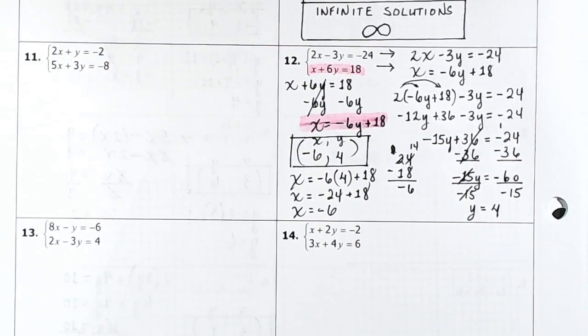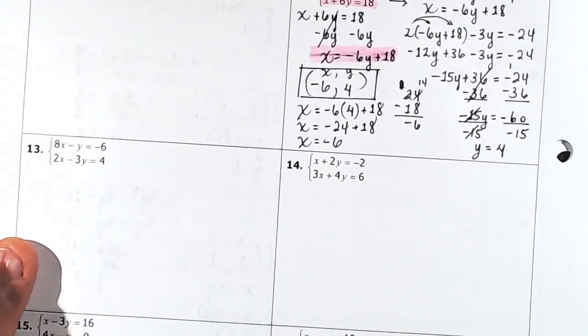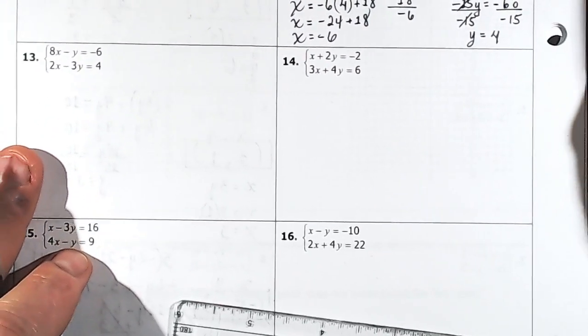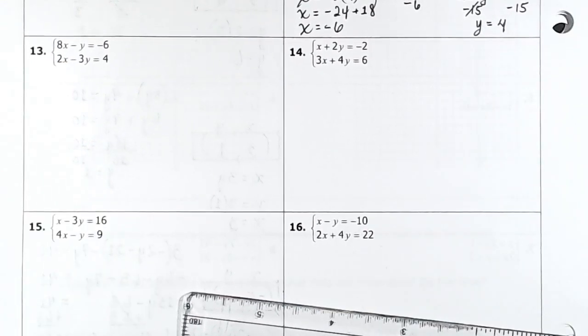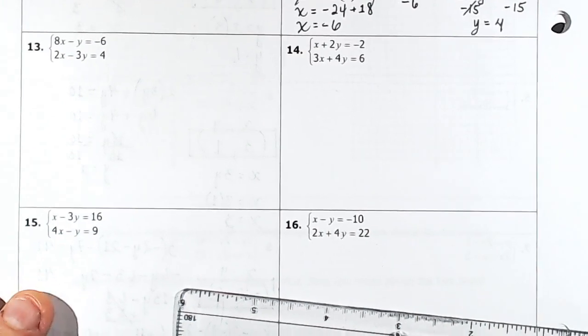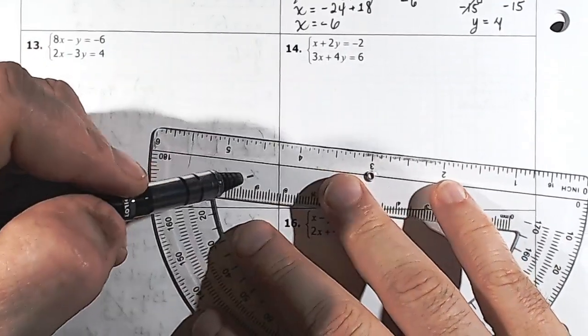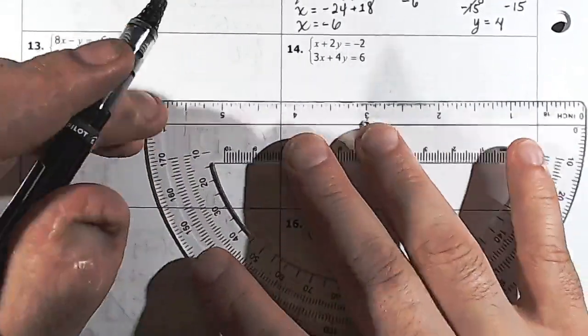Number 14. All right. Once again, you have to ask yourself the question, do I have one of the equations already solved for one of the variables? And the answer is unfortunately, no, you don't. So we have to pick the easy one, and it's the top one. We're going to solve it for x.